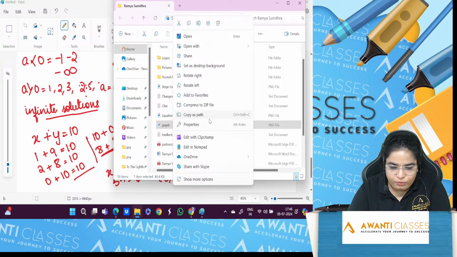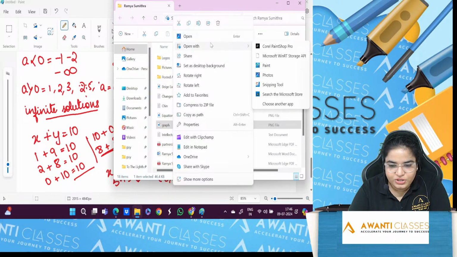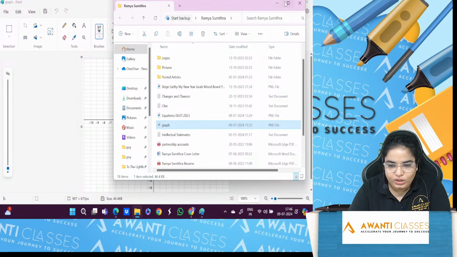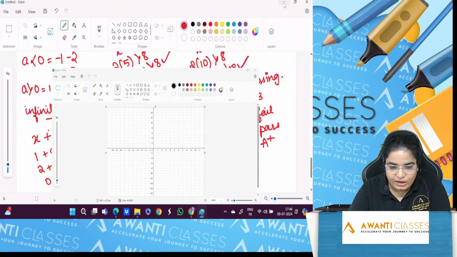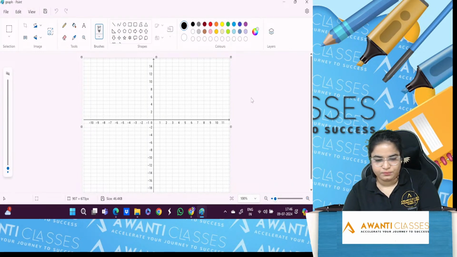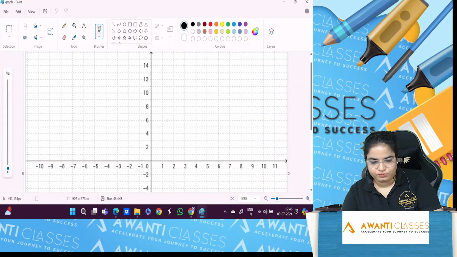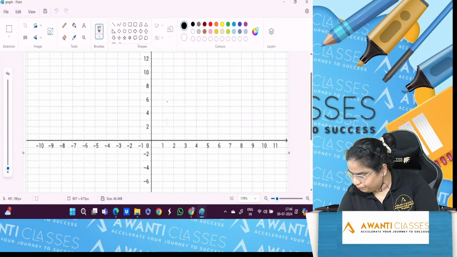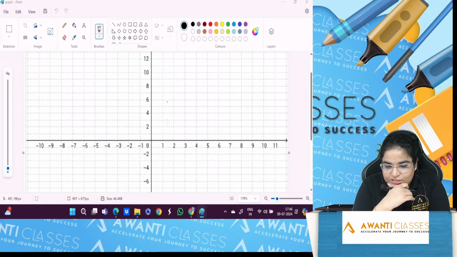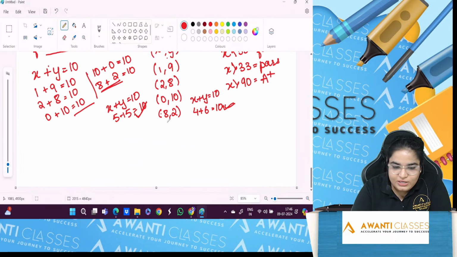Now, when it is a linear equation in two variables, I can plot it on a graph to find out the solution. Yes? Okay. Now, let us say it is an inequality. Same question, x plus y.